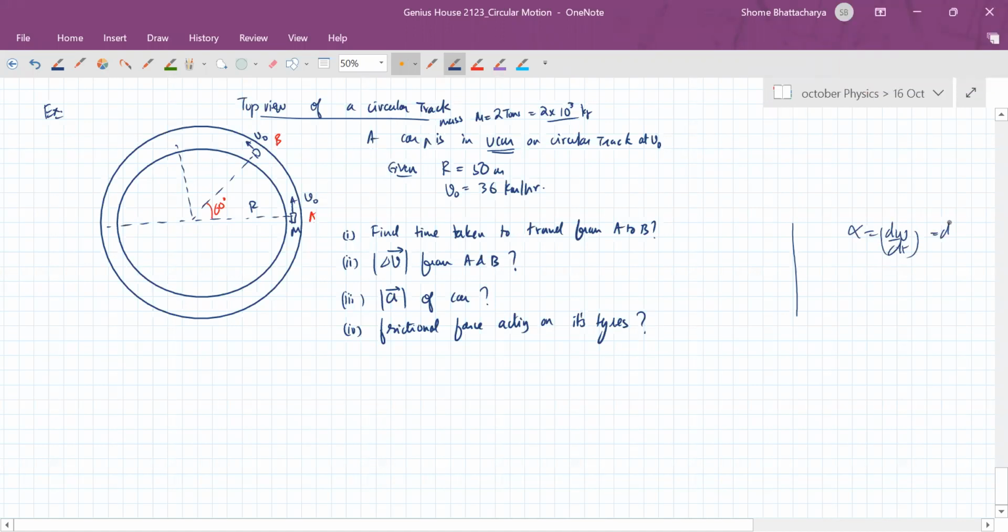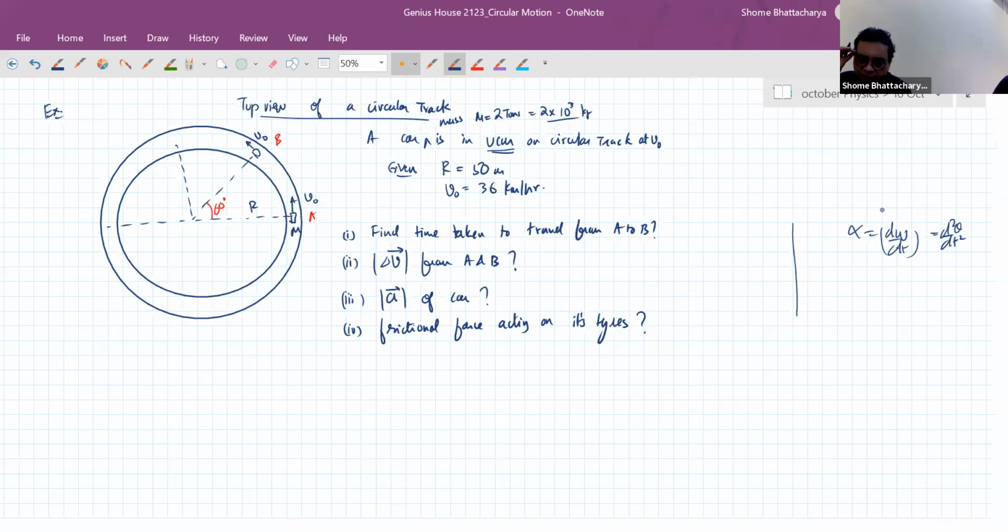Yes, sir. d²θ by dt², no? So it is how the angular speed is changing with respect to time. So why should it have anything directly to do with centripetal acceleration? You understanding the point? Okay, sir. Got it now? Yes, sir. Okay. Now, when we do dynamics, you'll understand more about this.